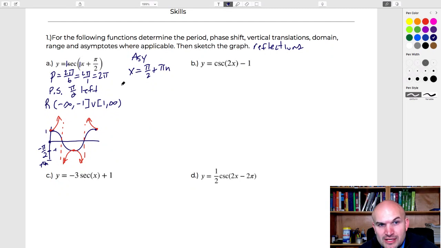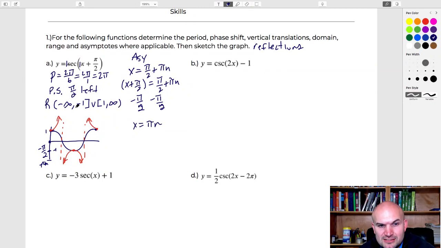Algebraically, what we can do is just take whatever's inside the parentheses and set that equal to your original asymptote equation. And then when I subtract pi over 2, I get x is equal to 0 plus pi n, which is pi n.